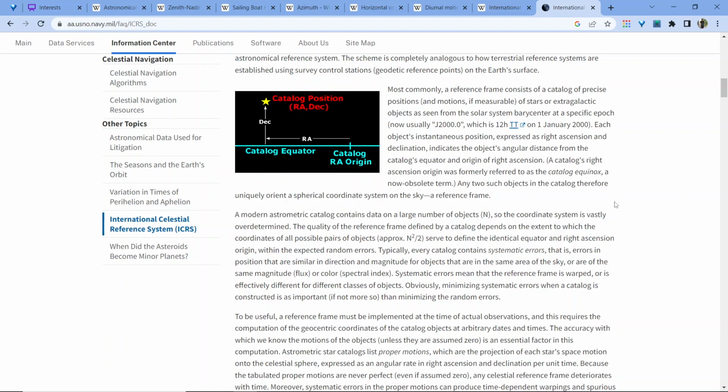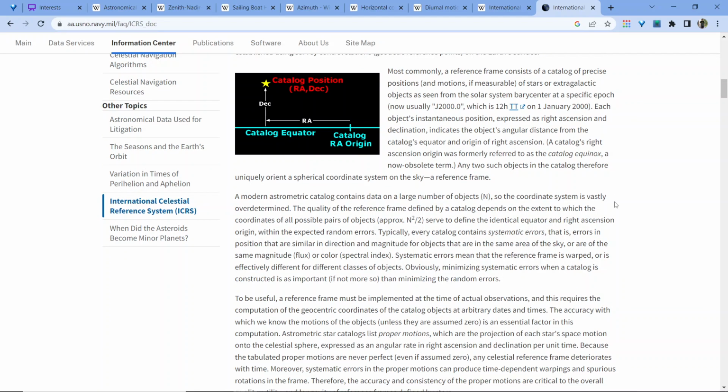The quality of the reference frame defined by a catalog depends on the extent to which the coordinates of all the possible pairs of objects, approximately n squared over 2, serve to define the identical equator and right ascension origin within the expected random errors. Typically, every catalog contains systematic errors, that is, errors in position that are similar in direction and magnitude for objects that are in the same area of the sky or of the same magnitude, flux, or color spectral index. Systematic errors mean that the reference frame is warped, or is effectively different for different classes of objects. Obviously, minimizing systematic errors when a catalog is constructed is as important, if not more so, than minimizing the random errors.